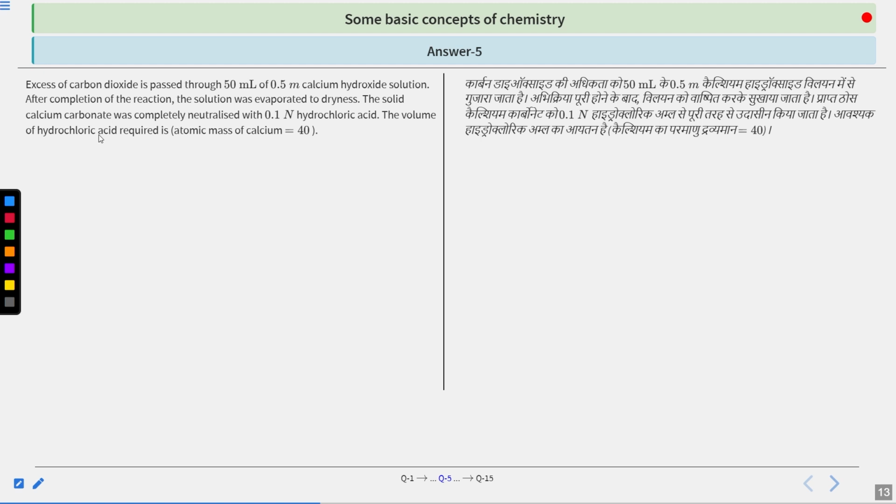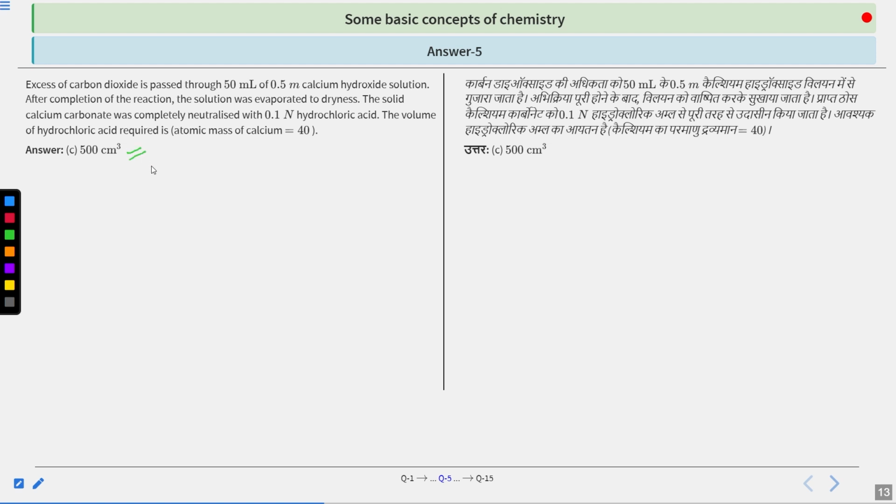And upon getting this calcium carbonate, we are trying to neutralize it with the help of 0.1 N hydrochloric acid solution, whose normality is given. So we have to calculate what volume of this hydrochloric acid will be required. First, let us see the answer. So the correct answer is option C, 500 centimeter cube.